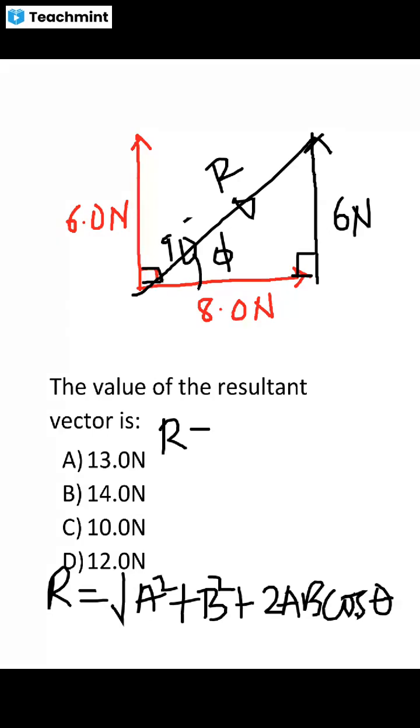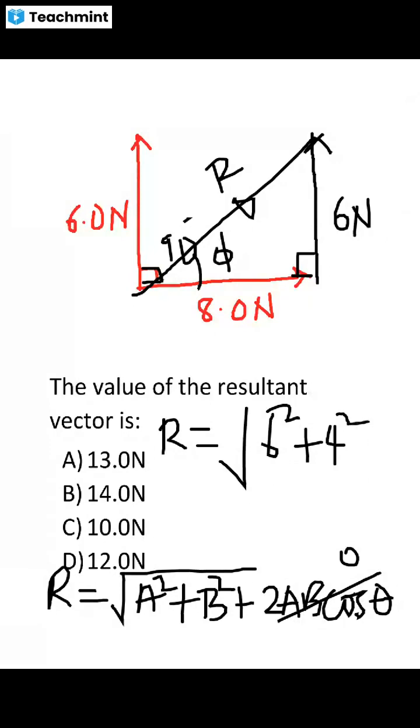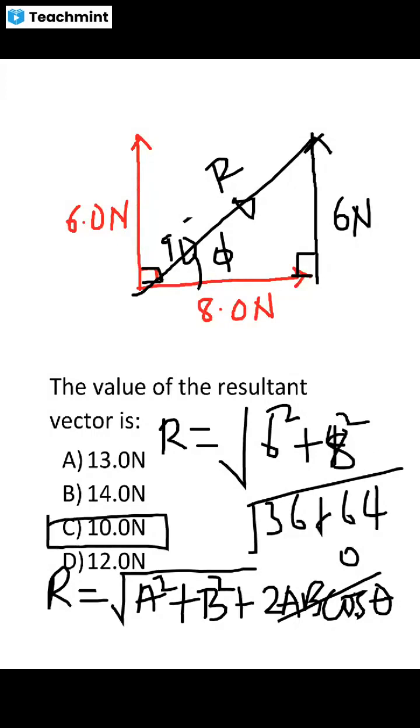So now cosine of 90 degrees is 0. Try it. Cosine of 90 degrees is 0. So this part will be 0. So we just need only this part. So R will be the square root of 6 squared plus 8 squared. So 6 squared, that is 36, plus 64, that is 100. So the square root of 100 is what? 10. So this is our answer. I see how simple it is to apply the formula. We don't need to find the direction because the options do not show anything like direction.